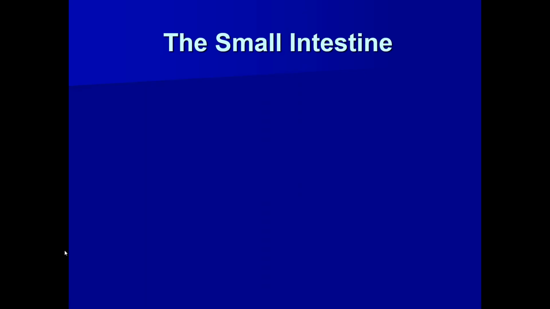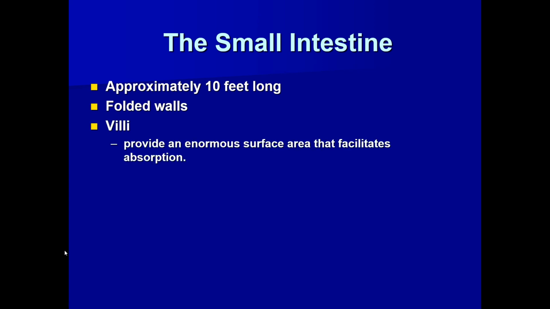Now let's talk about the small intestine. This is where a lot of things are digested and absorbed, really. It is approximately 10 feet long. It's got some folded walls and some villi, whose anatomical structure provides a very large surface area so that we can absorb a lot of food.